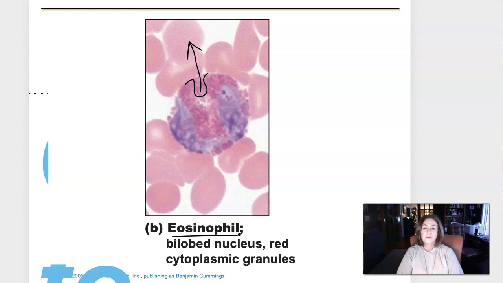So say if we had a parasitic worm, there's no one cell of ours that's going to engulf a multicellular organism like a worm, but the eosinophil will secrete, let's say, an acid bath, so to speak, onto the parasitic worm, kill it, and then the neutrophils could come in and phagocytize all the debris.